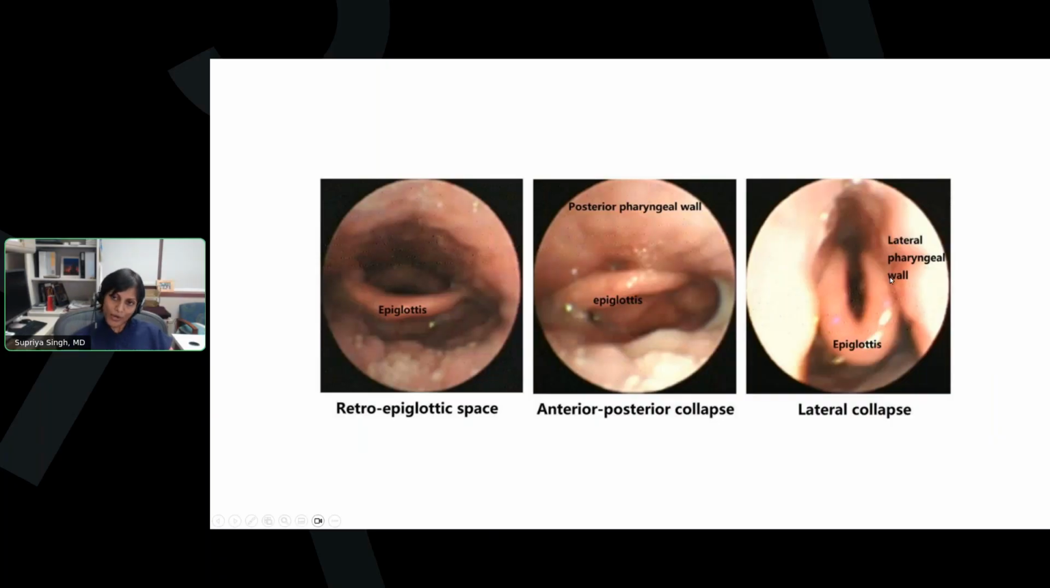This is another picture where the epiglottis is called omega shaped. This is just the anatomy per se. And as long as the inlet is open, we are okay. But as the collapse worsens, chances are that this inlet will close up and cause hypoxemia and apnea.